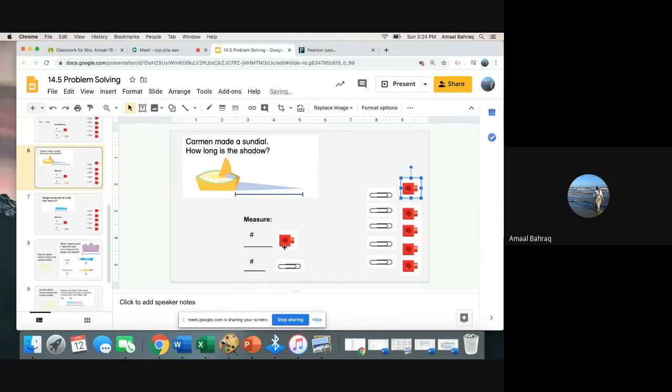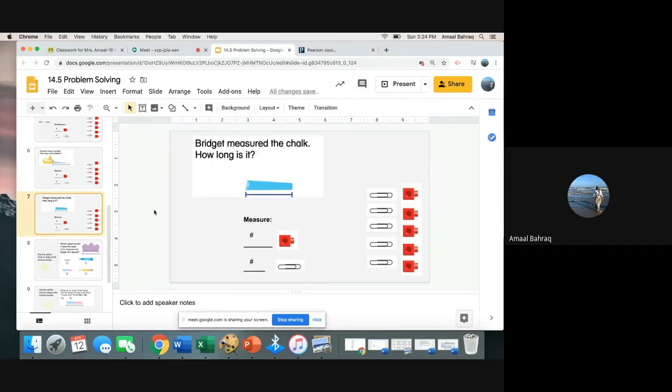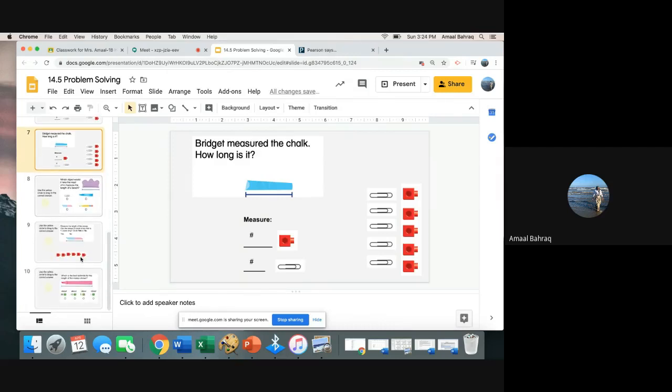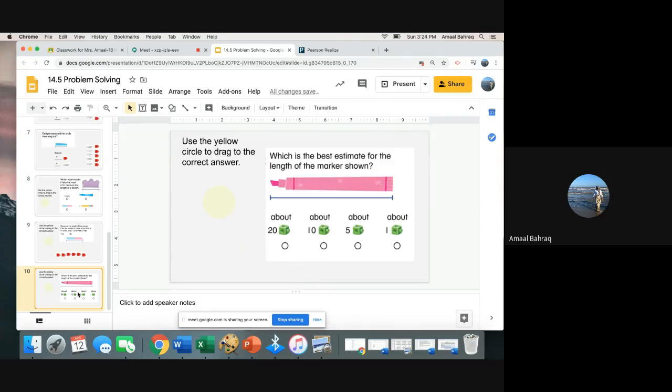Tell me how many cubes the shadow is and how many paper clips there are. Once again, you will do that for this one. It says Bridget measured the chalk. How long is it? You will see that you have another few word problems. For the last one, it says use the yellow circle to drag to the correct answer. When you find the correct answer, you're just going to drag it to the correct answer.